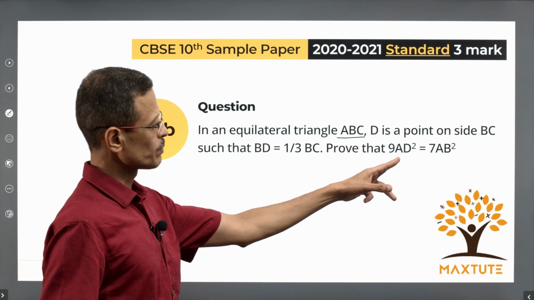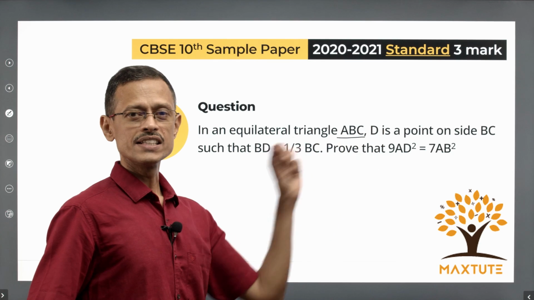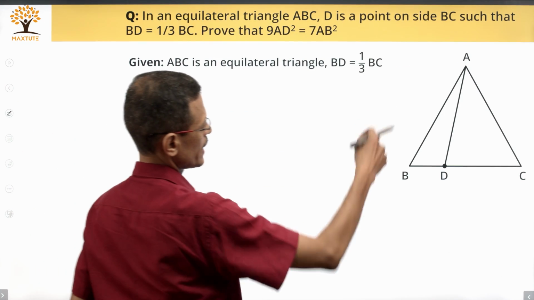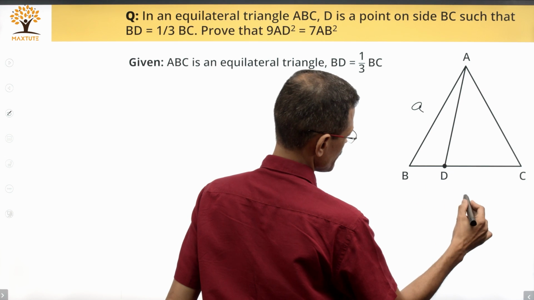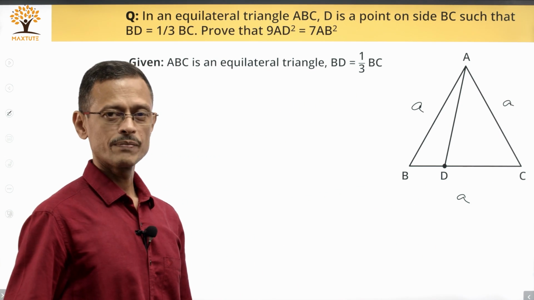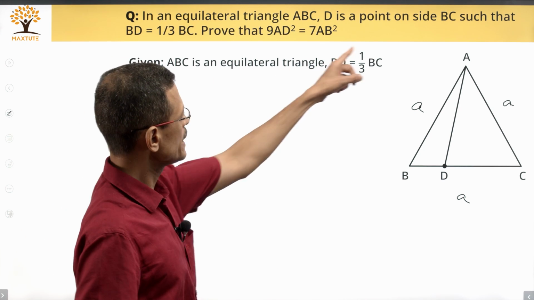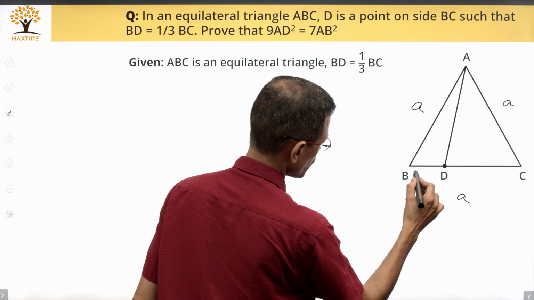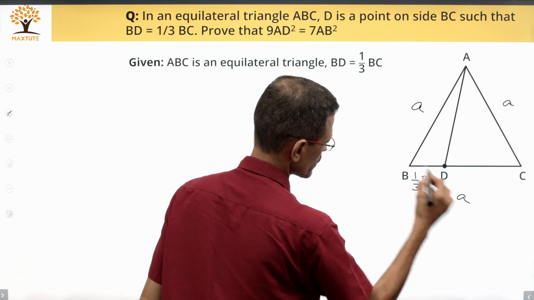What we need to prove is 9 AD square is equal to 7 AB square. Triangle ABC is an equilateral triangle. All three sides will measure the same. AB equals BC equals AC. Let's say that measures A units. Now it says that BD is equal to 1/3 BC, given in the question.